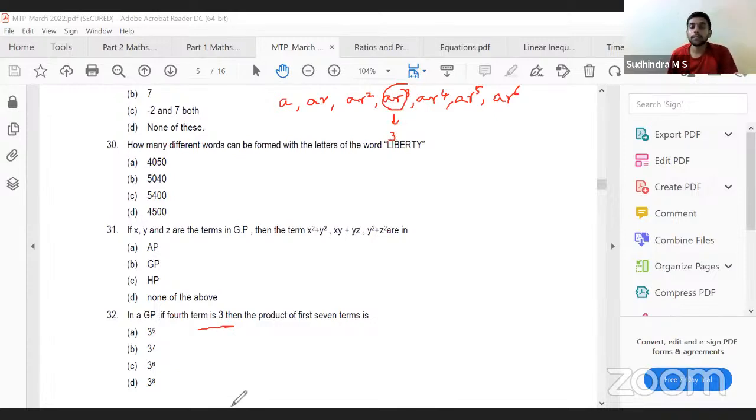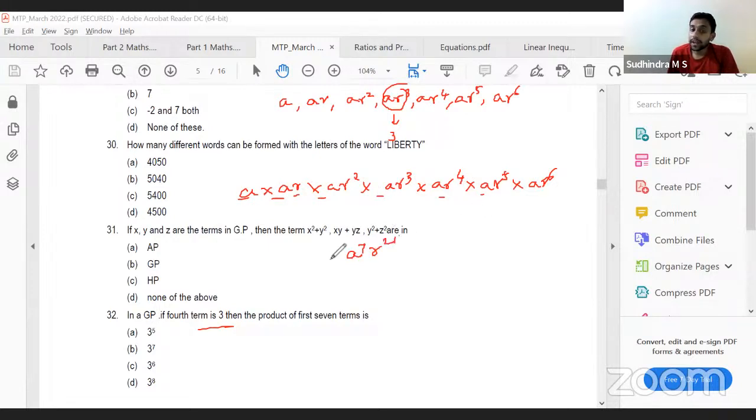Now what they require is the product of the first 7 terms. So they require A into AR into AR square into AR cube into AR to the power of 4 into AR to the power of 5 into AR to the power of 6. So how many A's do we have? 1, 2, 3, 4, 5, 6, 7. A to the power of 7, and the powers of R are 1, 3, 6, 10, 15, 21, so R to the power of 21. Can A to the power of 7 and R to the power of 21 also be written as AR cube to the power of 7? Right? AR cube, we know it is 3.